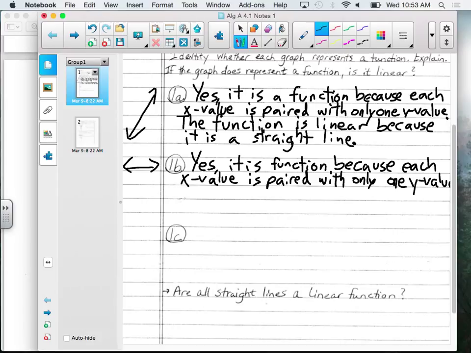All right, so we did the first part for this one. We said it's a function, so is it linear? Yes, and that's because it's a straight line. Exactly. The function is linear because it's a straight line.